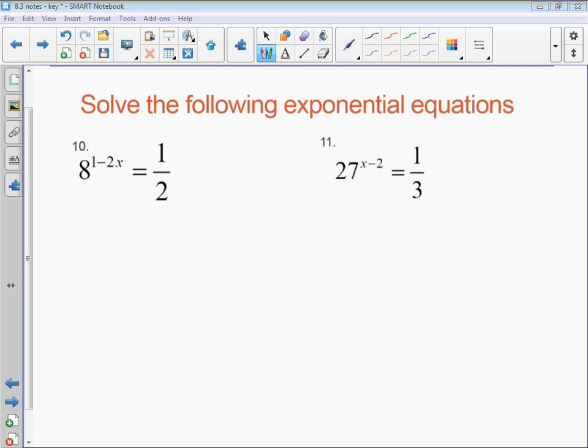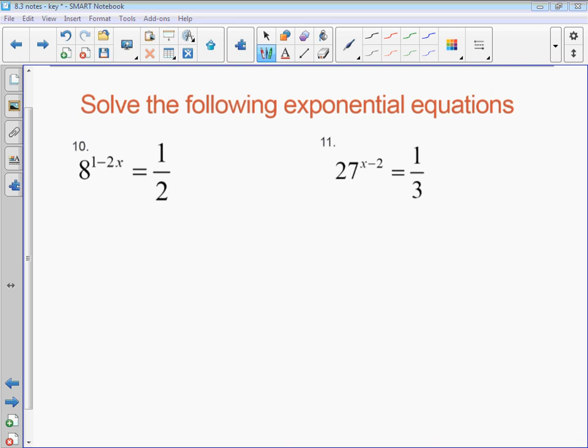All right, guys. So what we are doing, you are trying to make the two sides of your equation match. So you're trying to find the same base. Let me show you on number 10. You have to think of a number that if you raised it to some power, it would be 8, and if you also raised it to a different power, it would be 1/2.